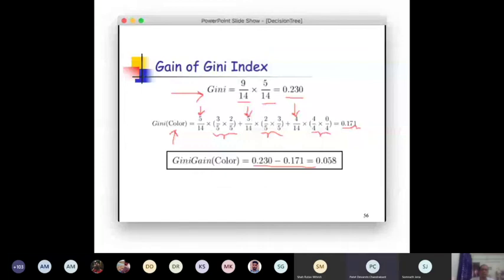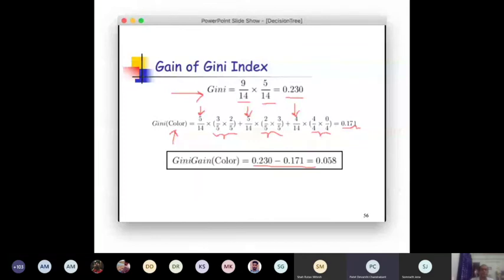Are you considering why rectangle and square, rectangle and triangle should be considered as two different classes? Is that the question? No, sir. I'm asking why are we considering the original Gini index as 9 by 14 and 5 by 14 and not the Gini index?